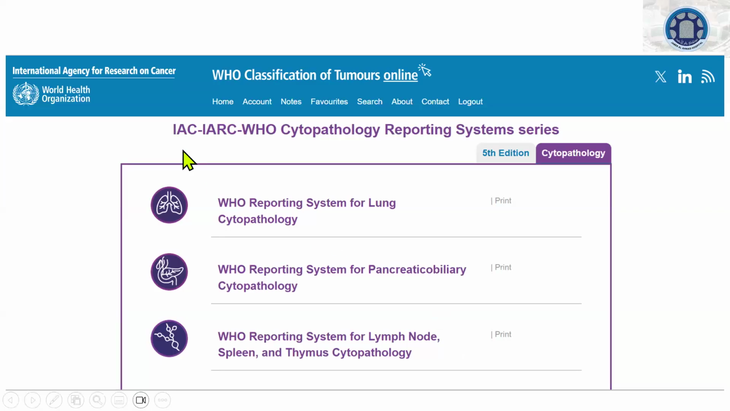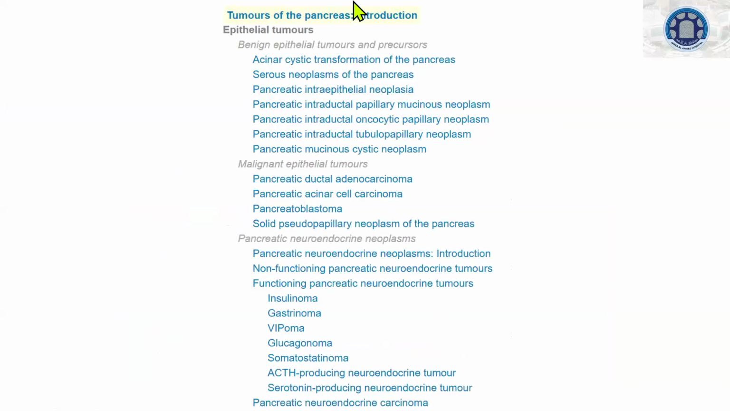So right now, the residents, you should know that in 2022, the IAC, IARC, WHO cytopathology classification is there. So for any subsequent exam which you are going to write, this is the classification you should follow, especially for the lung, pancreato-biliary, and lymph node. For thyroid, you can still use Bethesda. For cervix, still Bethesda. For urine, the Paris system. That has not changed. And so let's see how our new system aligns.